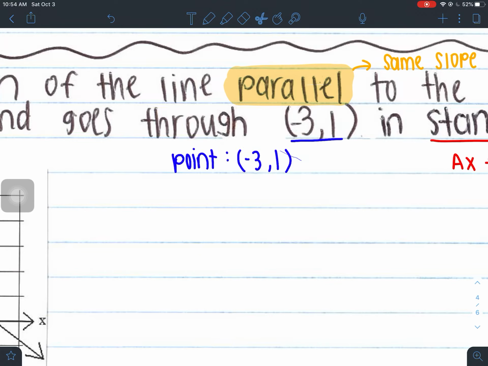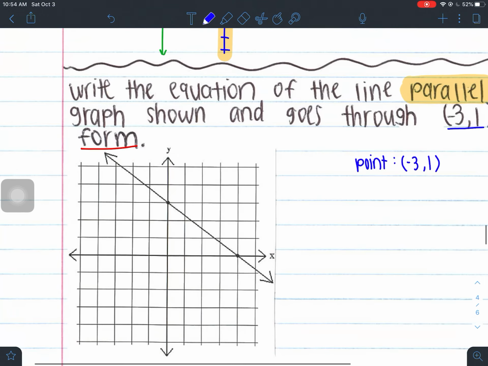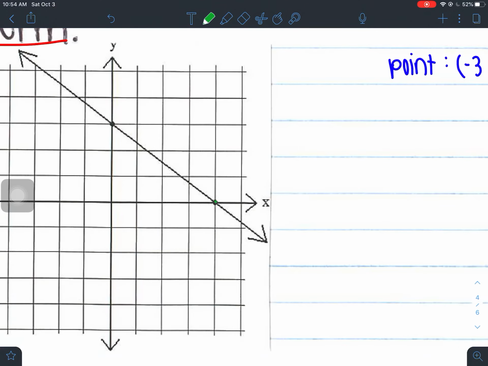So I know I have to use that, so I'll go ahead and mark that there. Now, I gotta find the slope of this line, because it says I have to use the same slope because it's parallel, so I gotta find the slope. So I see that there's 2 points here. I'm gonna start at this bottom point here, and we're gonna find the slope by doing rise over run.